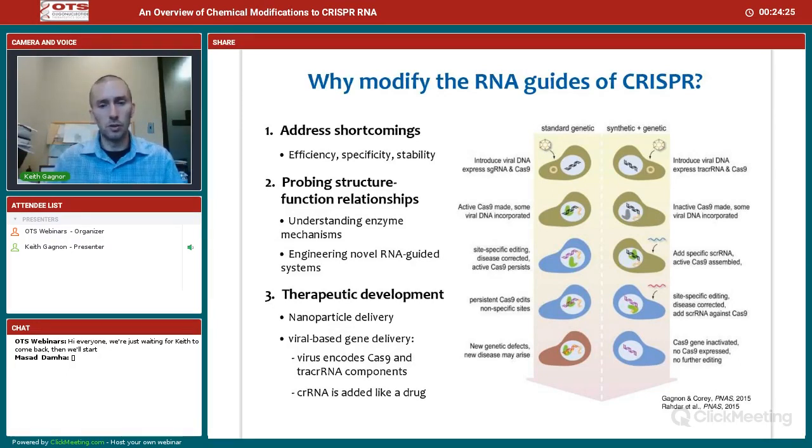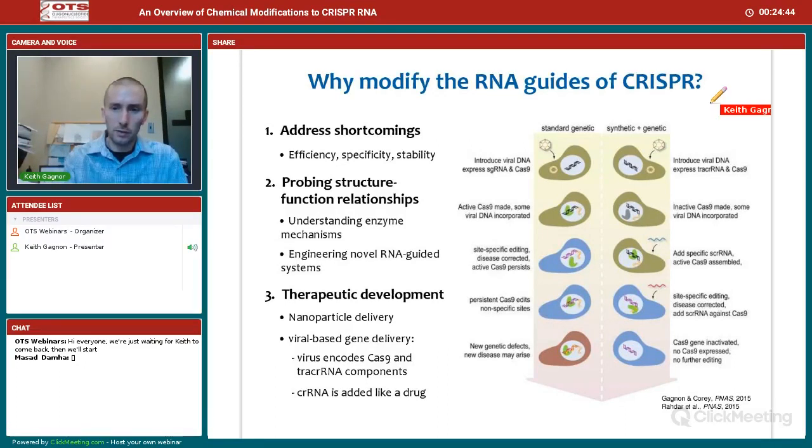CRISPR-Cas9 is a little different. You can always do a viral approach and express the Cas9 and the RNA. There, of course, you don't need chemical modification, but if you're going to be doing lipid nanoparticle delivery or formulations, it's probably going to be desirable to chemically modify the RNA and stabilize it.